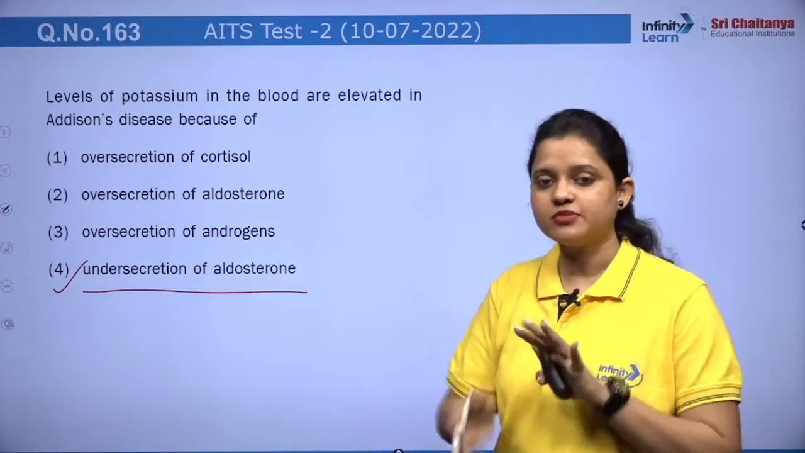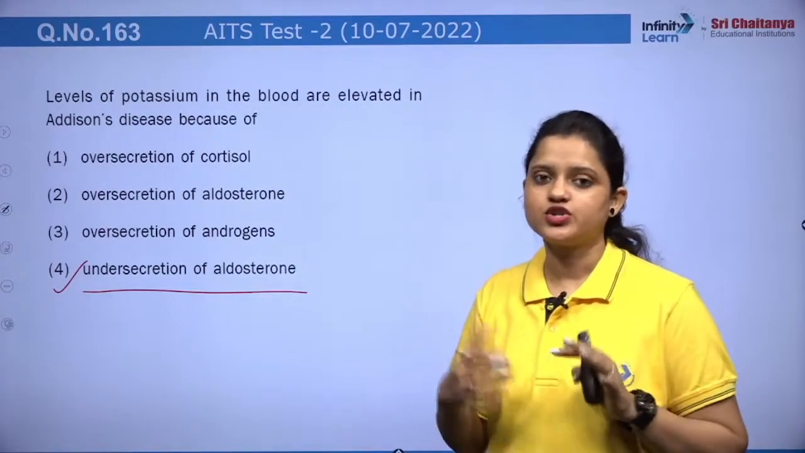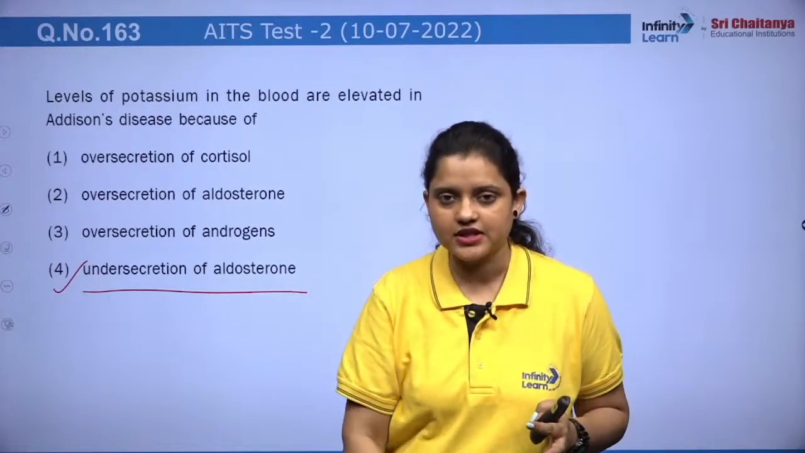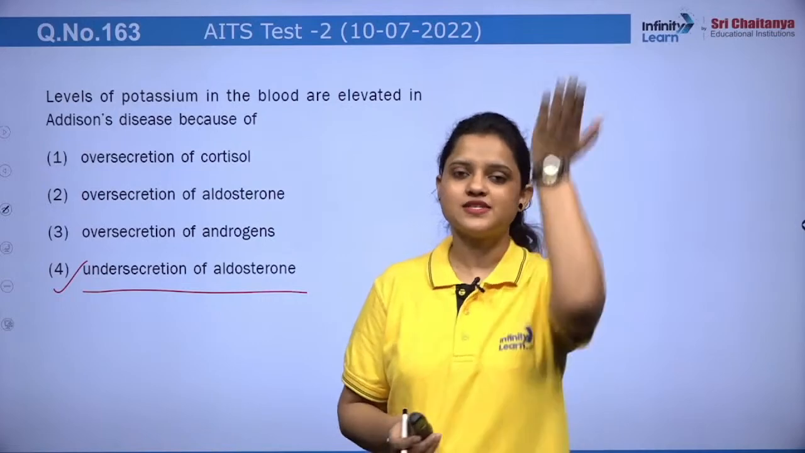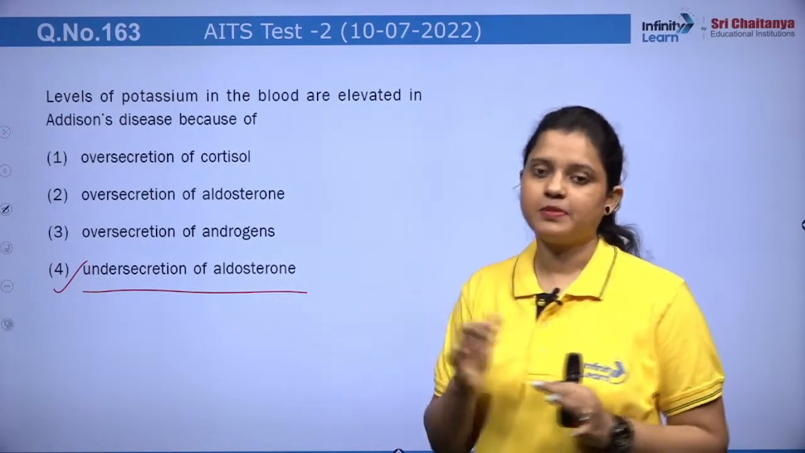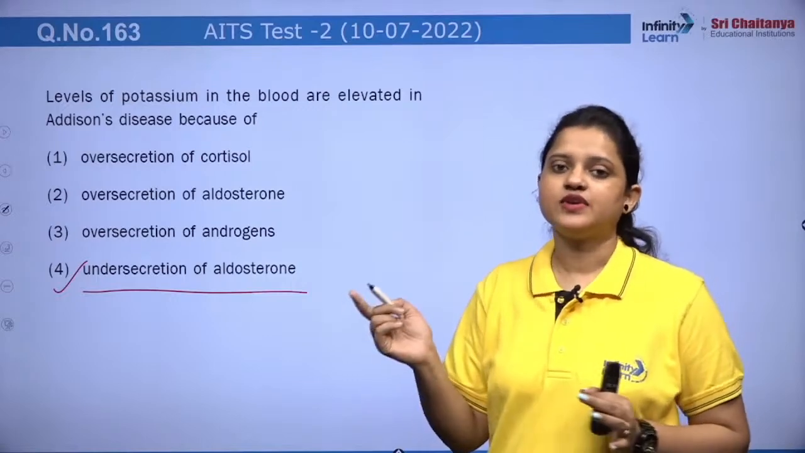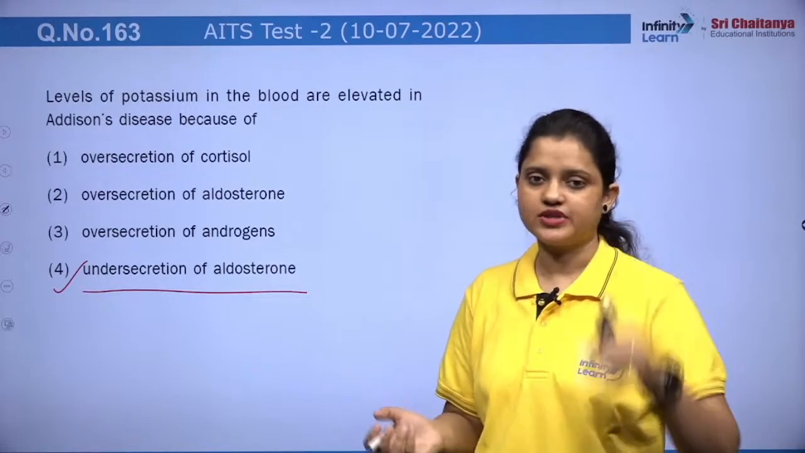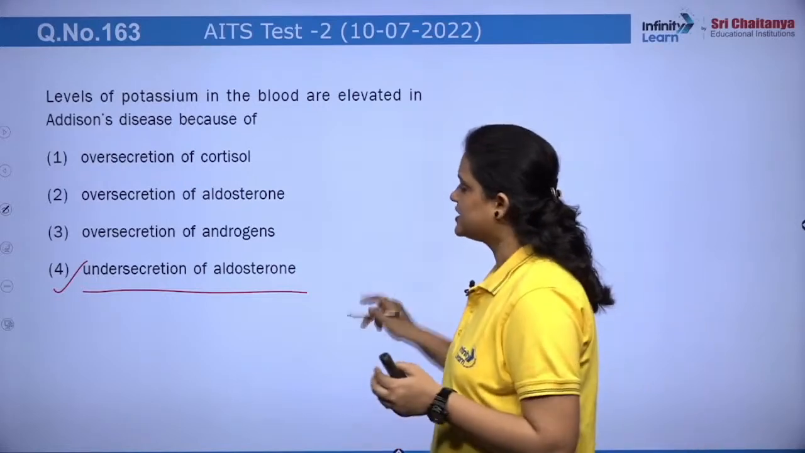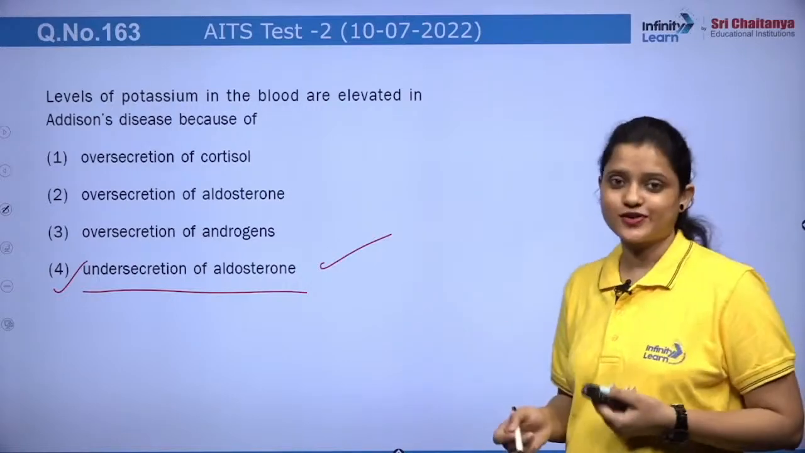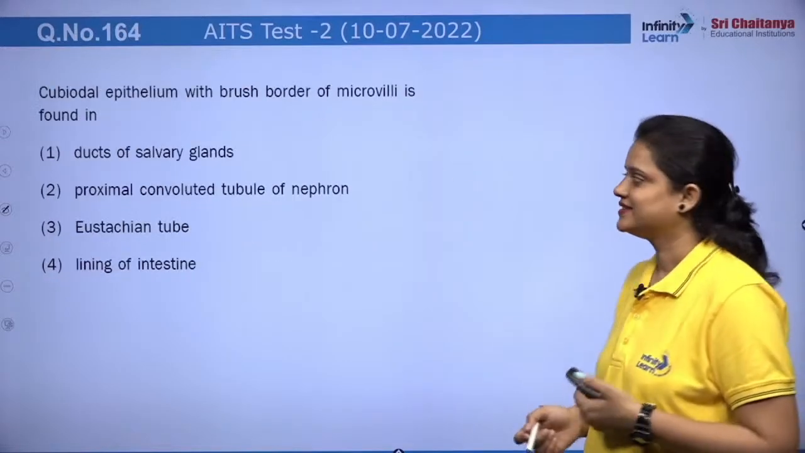So potassium and sodium levels are antagonists to one another. So in our body, if sodium ion levels are going down, the potassium ion level will go up. This will lead to bronzing of skin, that is hyperpigmentation in skin. Then it will lead to weight loss. It will lead to hypotension, that is reduction in the blood pressure, right? And it is due to undersecretion of aldosterone. Also cortisol, but it is not there in the option.